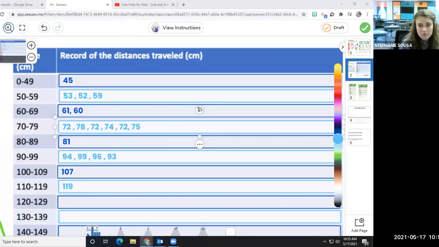And yes, you are supposed to put the number as many times as it appears. If you don't, it's just one person's car got to 72, but we had 3 people's car drive 72 centimeters. So we're showing all 3, okay? Then you went to 81, 94, 99, 96, 93. And then 107 and 119.